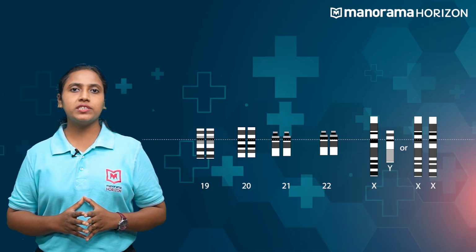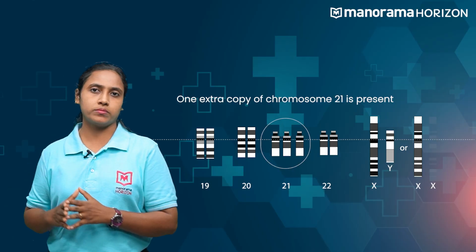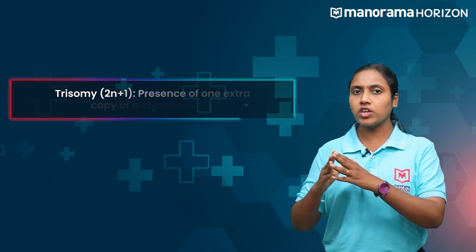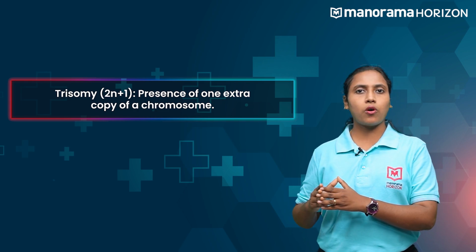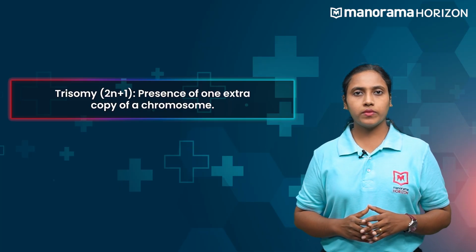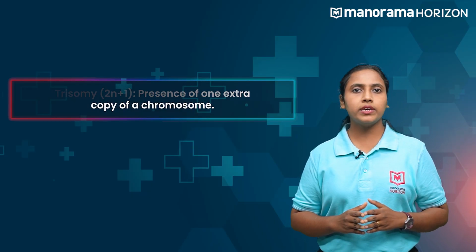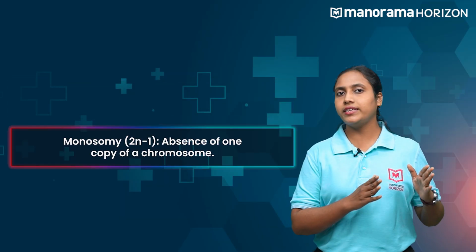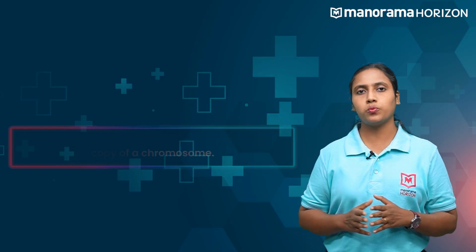Many chromosomal variations are caused by the gain or loss of a particular chromosome or chromosomes, and this condition is called aneuploidy. Here, if a diploid organism has one extra copy of a chromosome, it is said to be trisomic, or the condition is called trisomy. It is represented as 2N plus 1. On the other hand, a diploid organism that lacks a copy of a chromosome is called monosomic, and the condition is called monosomy. It is represented as 2N minus 1.